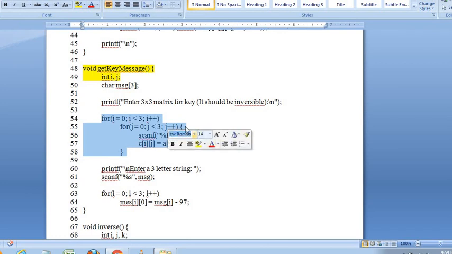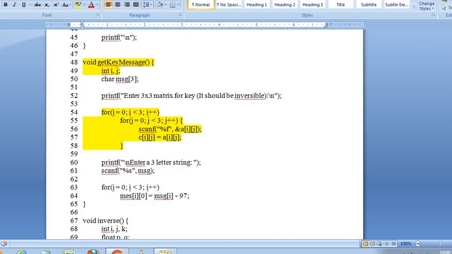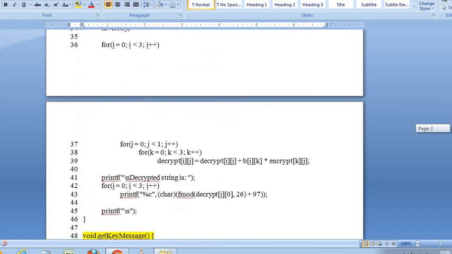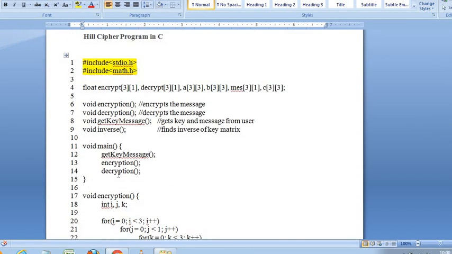Here it tells the same thing: for i equal to 0, i less than 3, i plus plus. So the i value and j value repeatedly iterate, and the values for the 3x3 matrix will be entered here. That message will be termed the key matrix. After that, the key matrix will be returned here.